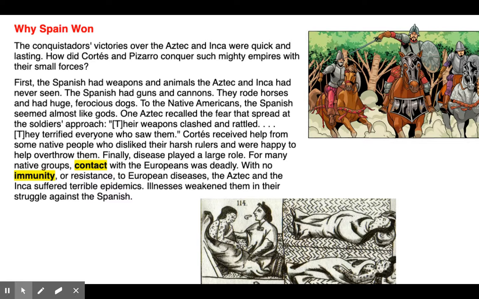Cortez received help from some native people who disliked their harsh rulers and were happy to help overthrow them. Finally, disease played a huge role. For many native groups, contact with the Europeans was deadly. With no immunity or resistance to the European diseases, the Aztec and the Inca suffered terrible epidemics. Illnesses weakened them in their struggle against the Spanish.